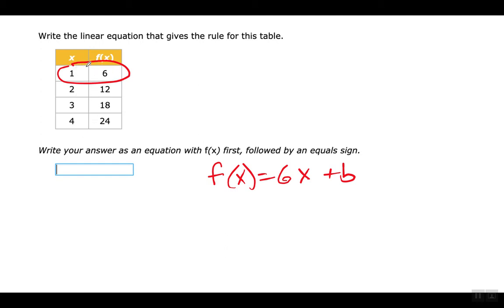I'm going to substitute them for x and f of x. So that 6 goes where f of x is, and the 1 goes where x is.